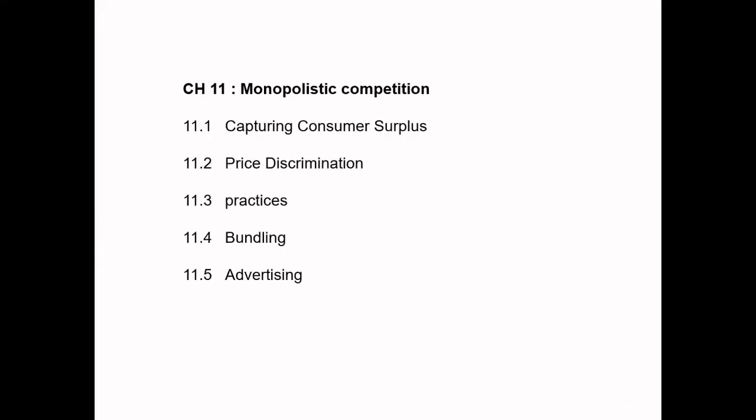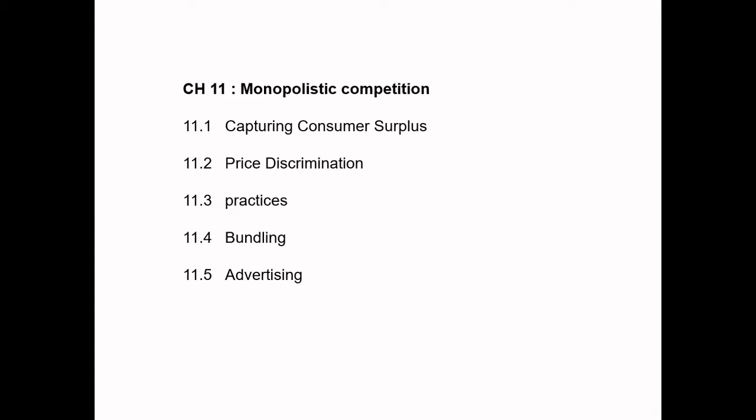Monopolistic competition, the second topic in the micro theory. We are going to look at how we can differentiate between consumer surplus and producer surplus. As well, we are going to look at the different types of price discrimination, what practices exist in real life, and what the bundling and advertising roles are in monopolistic competition.